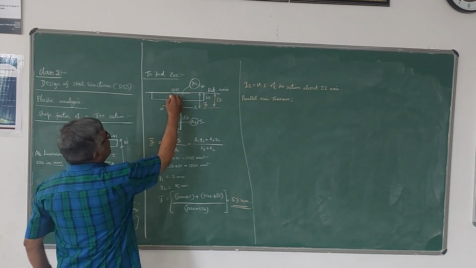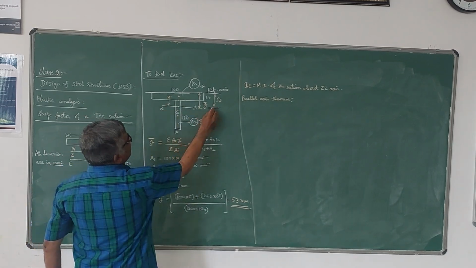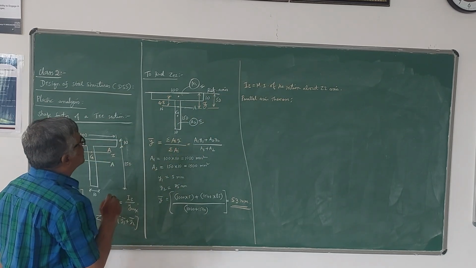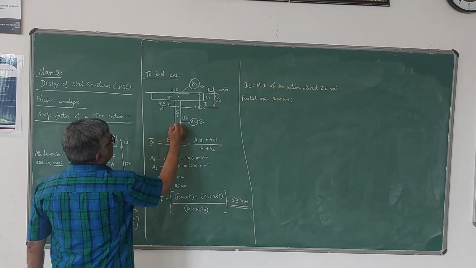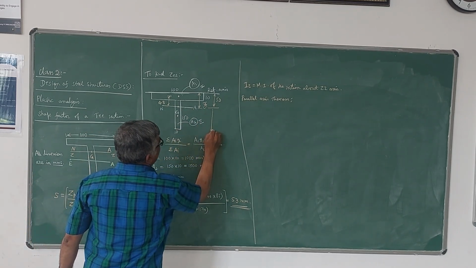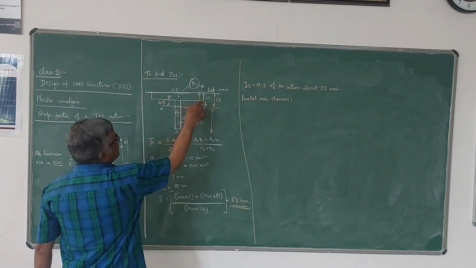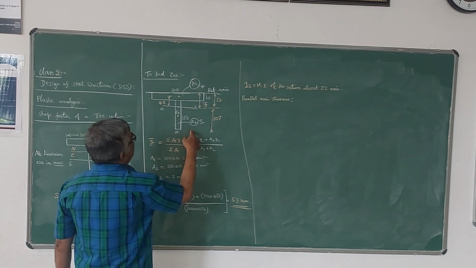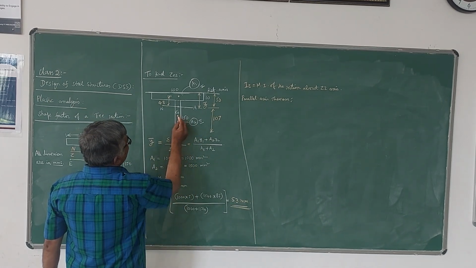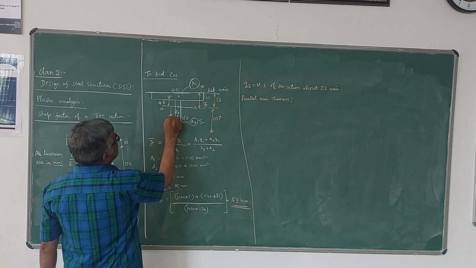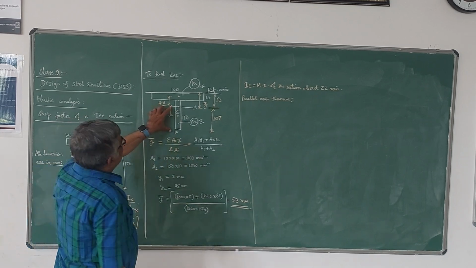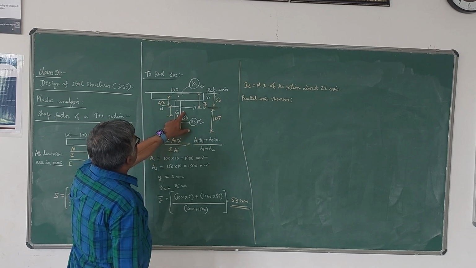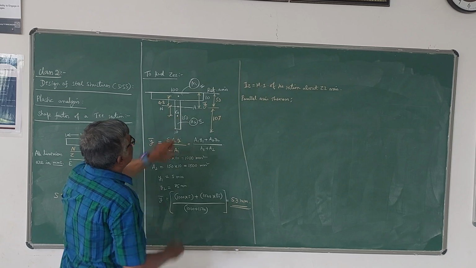Therefore, the distance of this centroid will be 53 minus 5, that is 48 mm. And for the centroid of the web, the total depth is 150 plus 10, 160. 160 minus 53 is 107. So 107 minus 75 is this distance, is it not? This is 75, half of 150. 107 minus 75 means it is 25 plus 7, 32.